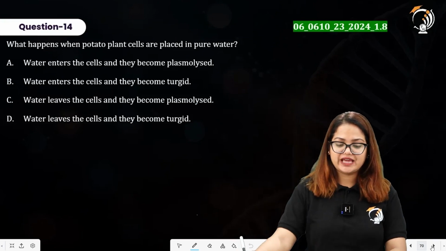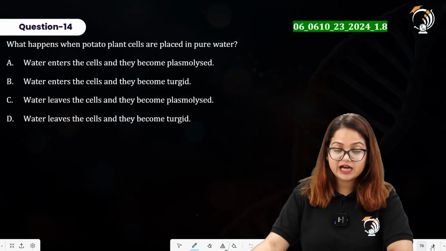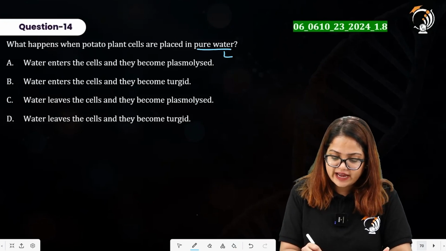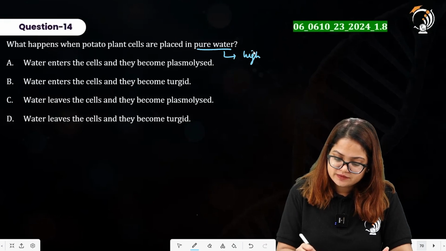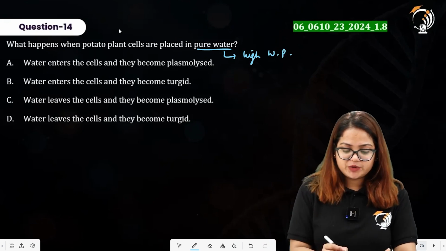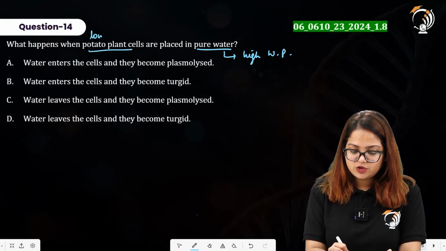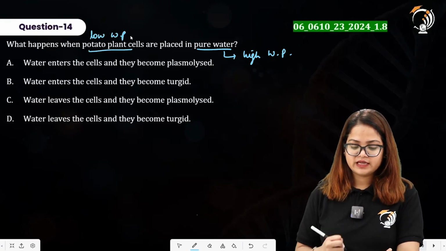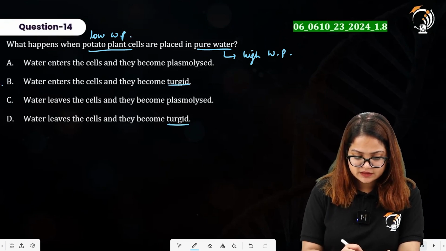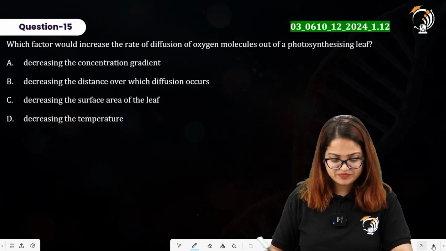Question number 14 says, what happens when potato plant cells are placed in pure water? Since we have already discussed that pure water has high water potential, the water molecules will move into the potato plant cell that has low water potential and it will become turgid. Water enters the cell. Option B is the right answer here.